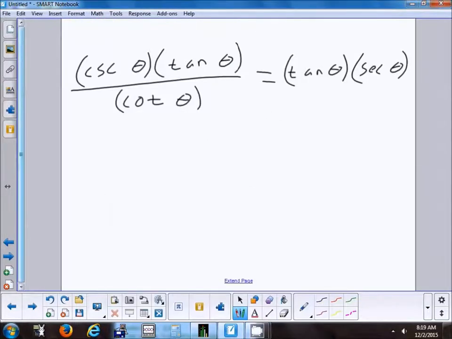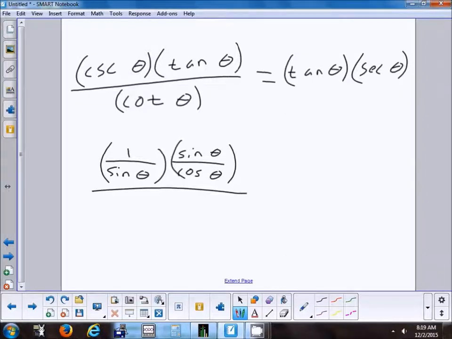Okay, here's another one that's not in the book, but it is similar to what's on the test. So let's take a look at it. It says cosecant theta times tangent theta divided by cotangent theta is somehow equal to tangent times secant. All right, so this is definitely one where I would change everything to sines and cosines. So we have cosecant becomes 1 over sine. Tangent becomes sine over cosine. And that's all divided by cotangent, which is cosine over sine.